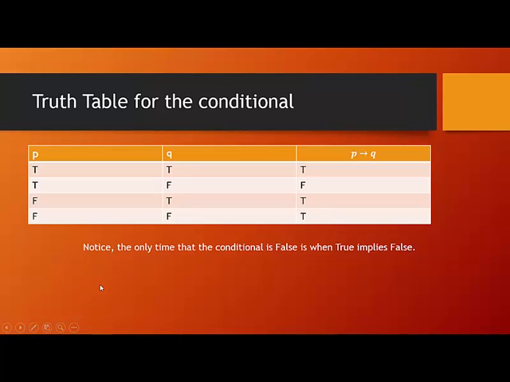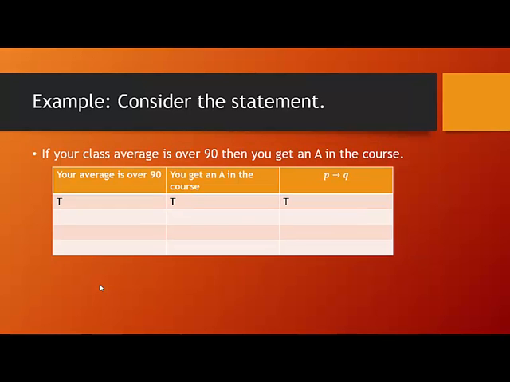So big notice here. The only time the conditional is false is when true implies false. So I want to kind of point that out, highlight it more. I threw a star in there to say, pay attention to this. True implies false is false. Everything else is true. So let's spend some more time trying this and making sure we really understand the conditional. So let's go over another example I think you can follow.